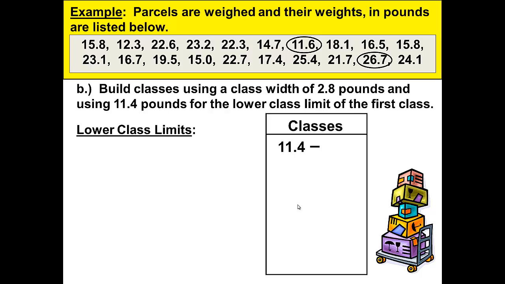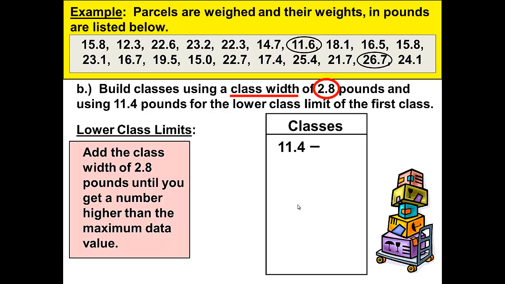Next, we need to create the rest of the lower class limits. Remember that each lower class limit is the same distance apart from previous lower class limits, and we call that distance between the lower class limits the class width. Our class width is 2.8, so add the class width of 2.8 pounds until you get a number higher than the maximum value or maximum data value.